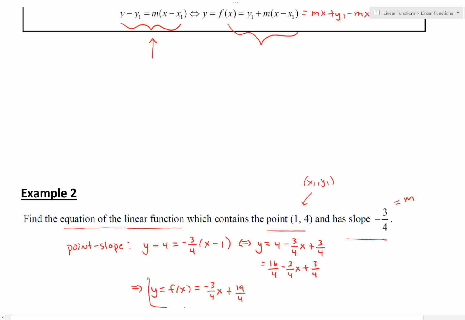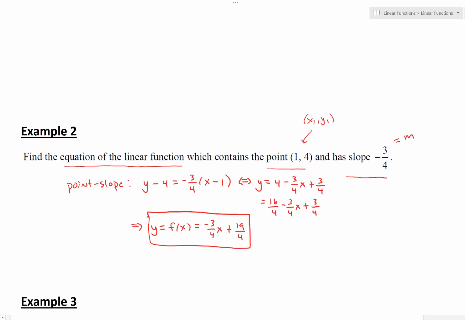And now it's in that slope-intercept form, the equation of the function. The slope is negative 3/4. We already knew that. But now we know the y-intercept is 0, 19/4. So there's one example. Oftentimes you have to find equations of lines when doing other things in mathematics.